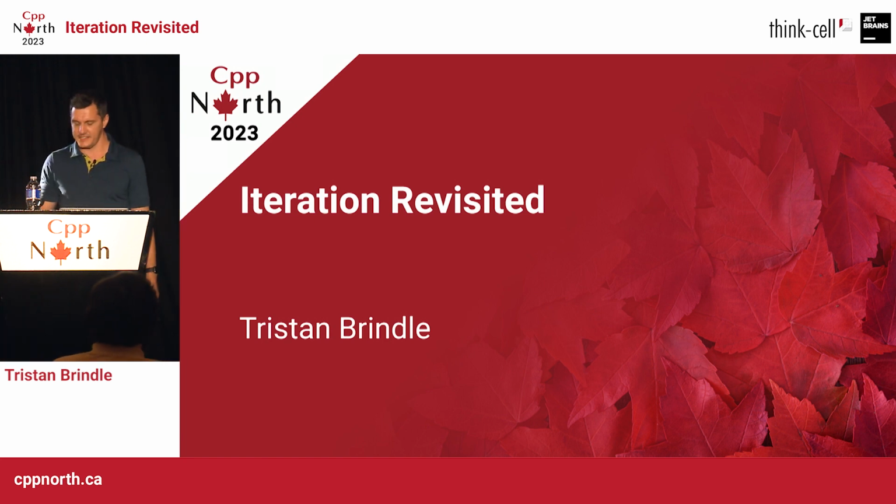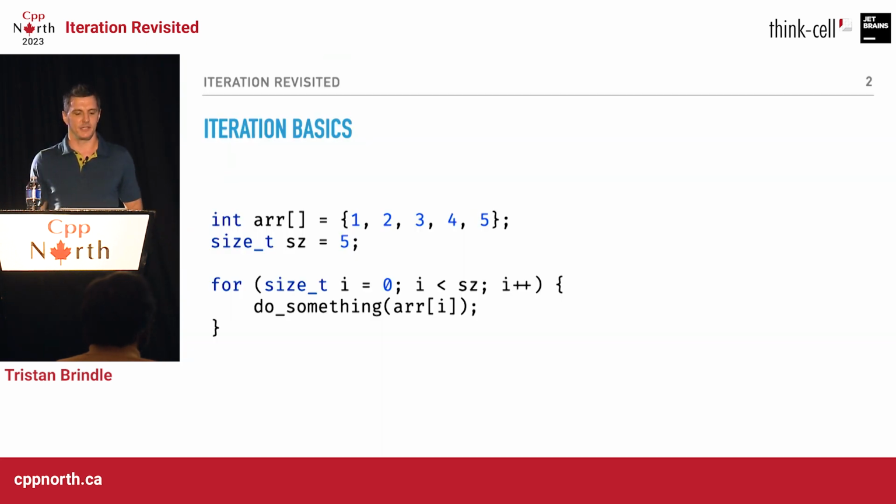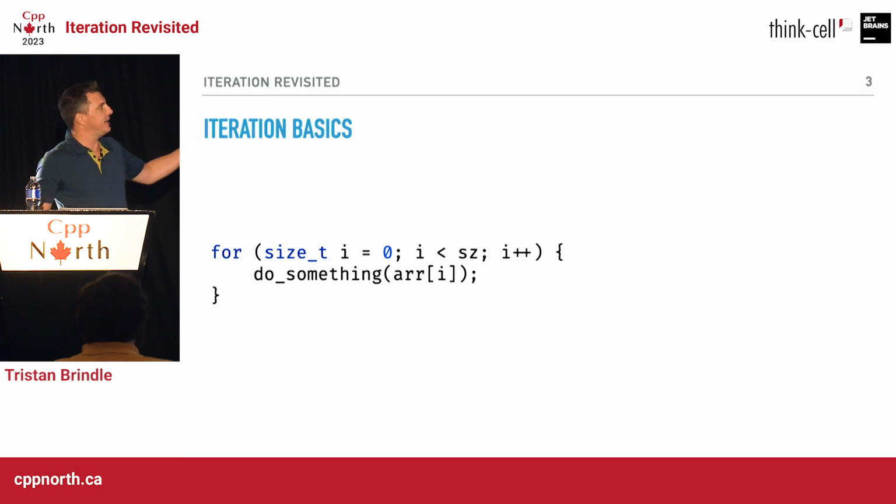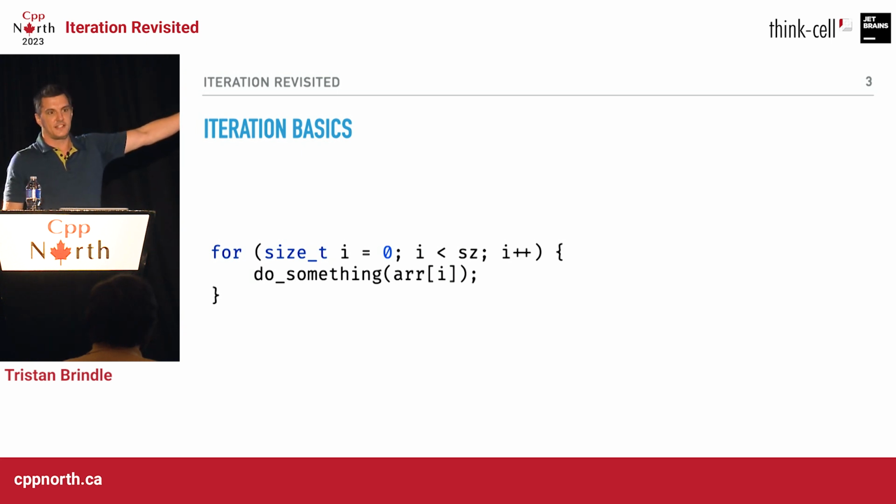Okay, Iteration Revisited. So let's start by revisiting probably the first loop that many of us wrote in C++, or in C, or probably pretty much whatever language you started with. You might have written a loop that looks something like this. This is the interesting bit. We're initializing some index i to 0. We're continuing while i is less than the size of the array. We're accessing the ith element of the array and doing something with it. And then we're incrementing the index at each step. Again, this is the first loop that many of us wrote.